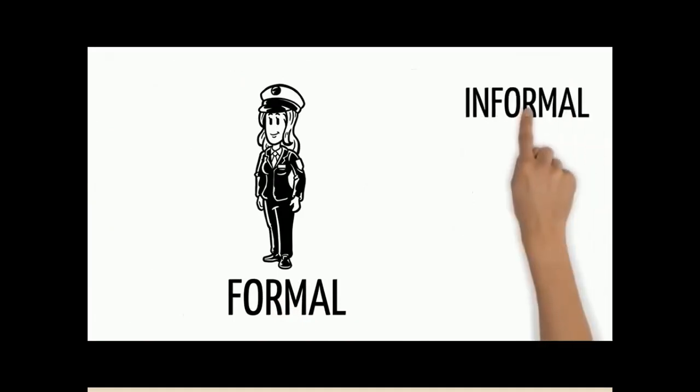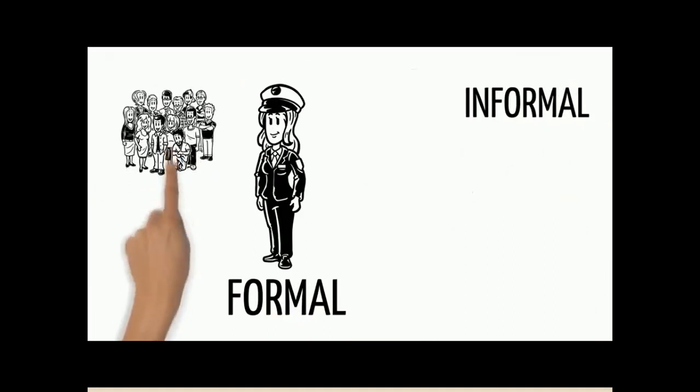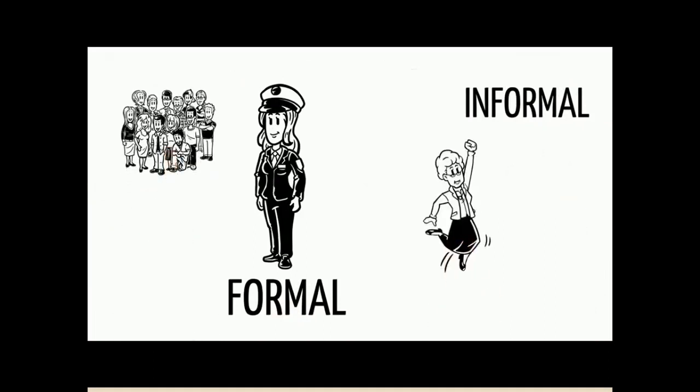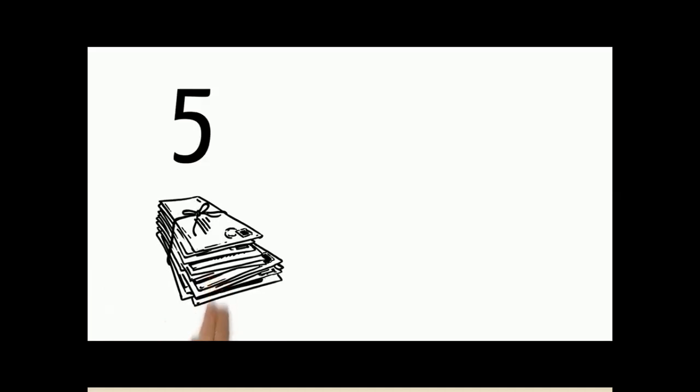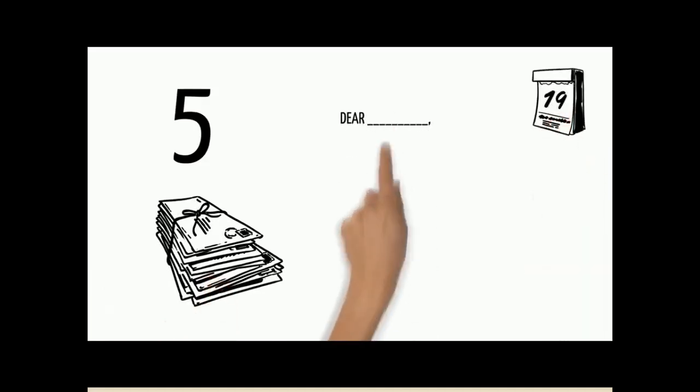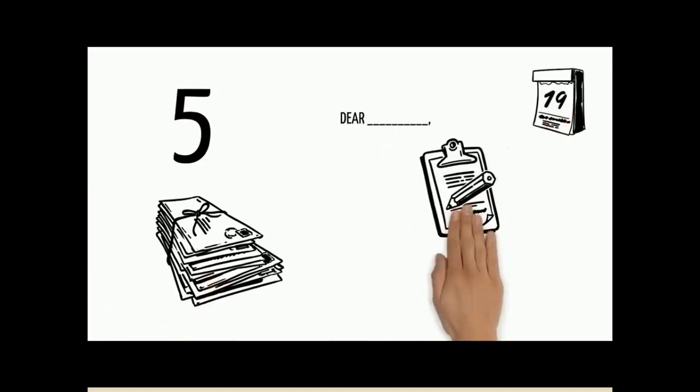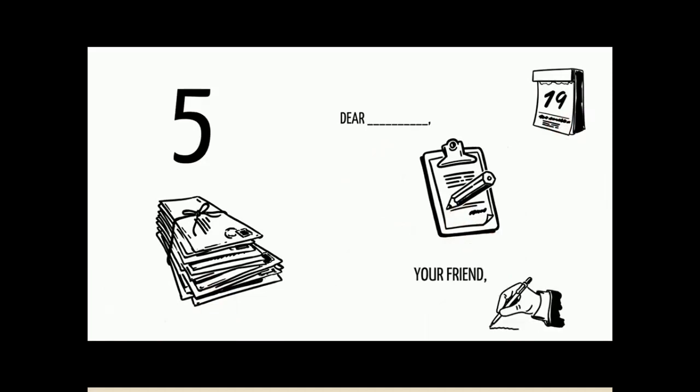Your audience may be formal if it is someone important you are writing to or someone you don't know very well. Informal letters are written to people you know well, like your grandma, cousin, or friend. There are 5 parts that must be included in every letter: the date, salutation or greeting, body, closing, and signature.